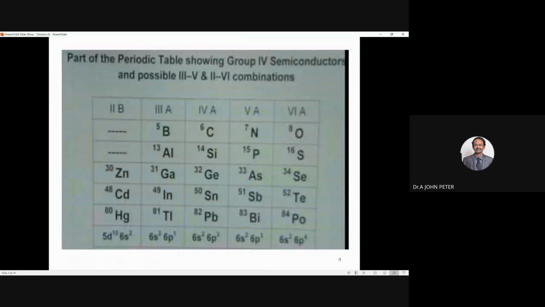Now, let's look at the elements. First, the third group material, which is very, very famous. In the 1970s, the famous material was silicon. My professor did his PhD only on silicon. So this is a band gap material.